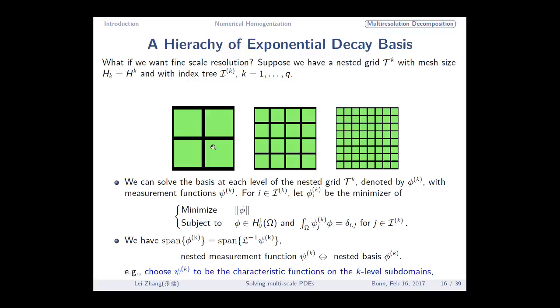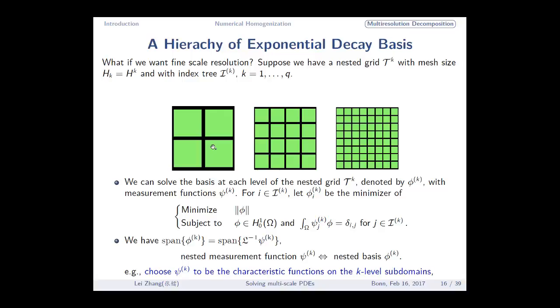But what if you don't have a good right-hand side, or what if you have to look at the fine scale solution? If we really want the fine scale solution, one way we can do that is we can get a very fine grid, and suppose we have a nested grid. We call this tau k, and the mesh size hk is just h to some power k, h for example 1/2.